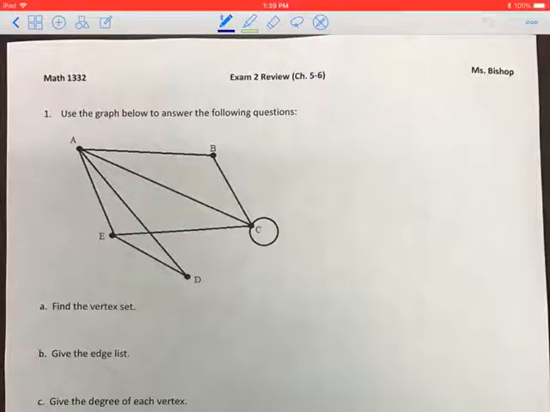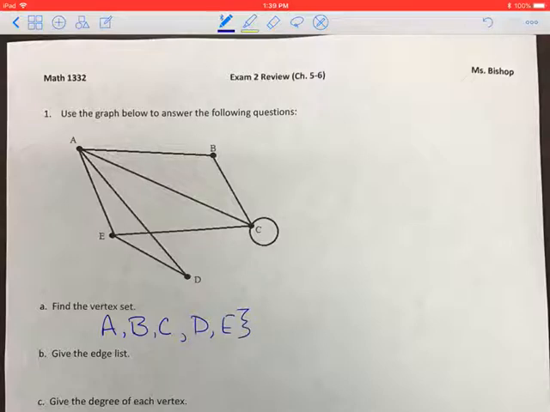All right, we're going to work number 1 from the exam 2 review. So we're given the graph for number 1. The first thing we're asked to do is find the vertex set. So for this, we want to list all the vertices. You can list them in any order you want. I have A, B, C, D, and E.